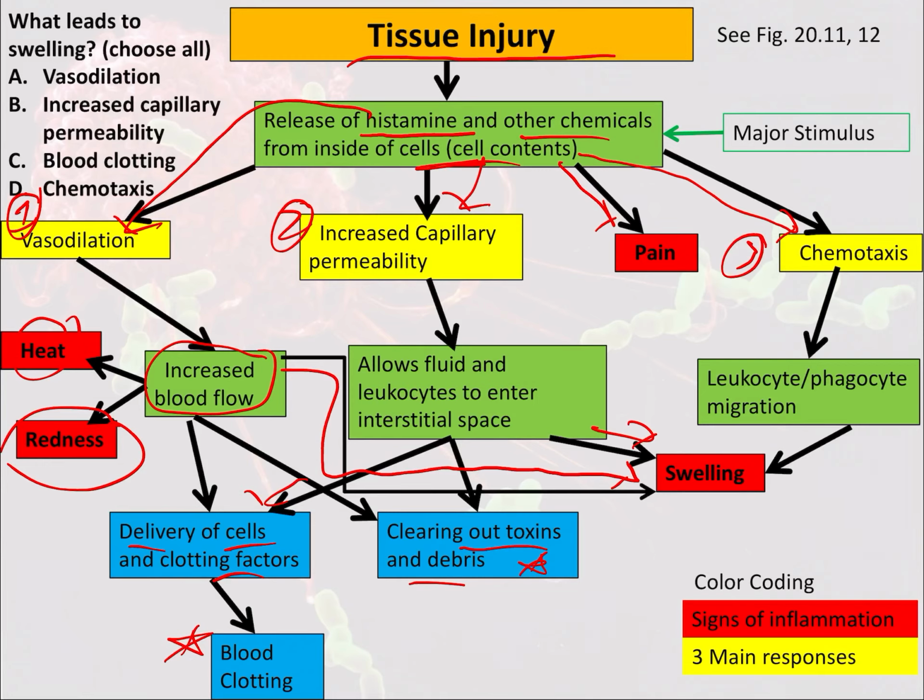Okay, third main response is chemotaxis. That's immune cells migrating and coming to the area. So we get leukocyte and phagocyte migration, which is going to be part of the swelling we see as well. And so that's a very nice thing for you to look at there and figure that out, work through that till you understand it. Okay, so what leads to swelling? Which ones? Obviously the vasodilation, it's getting more fluid, definitely capillary permeability, not blood clotting, but yes, chemotaxis as well, because that's part of the swelling, is those immune cells.